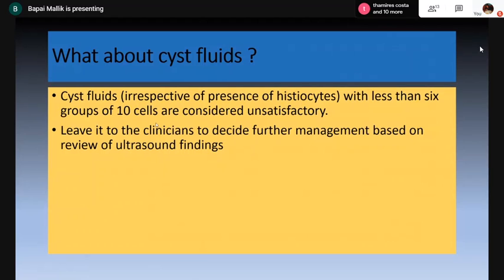But what about cyst fluids? Cyst fluids, irrespective of the presence of histiocytes, with fewer than 6 groups of 10 cells, are considered unsatisfactory. So if you have a lot of cyst cells, but you don't have the follicular cells, you call it unsatisfactory. However, there is an issue of abnormal looking cyst cells, and you still call it unsatisfactory, and you leave it to the clinician to decide upon the further course of management. So the clinician looks into the cyst, looks into any solid components associated with the cyst, and if they want a repeat FNA, we leave it to that.